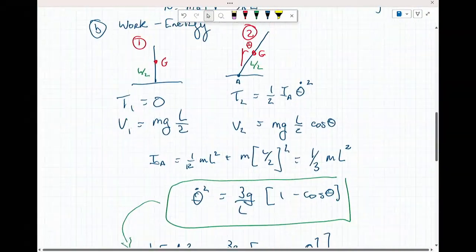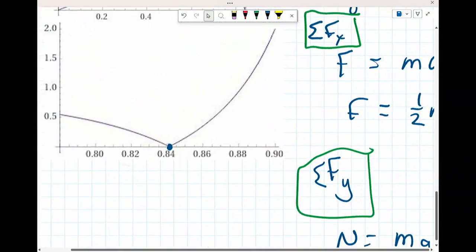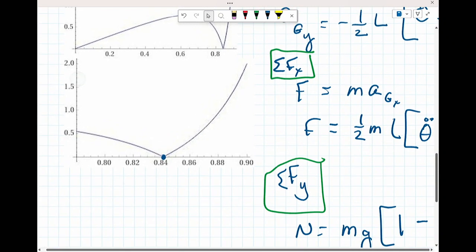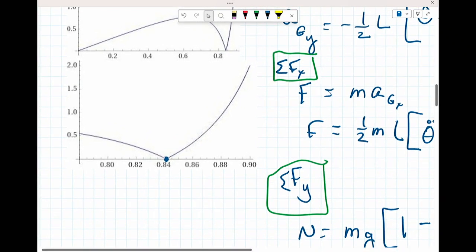It was radians. So it was mu sub s on the x-axis and radians on the y-axis.